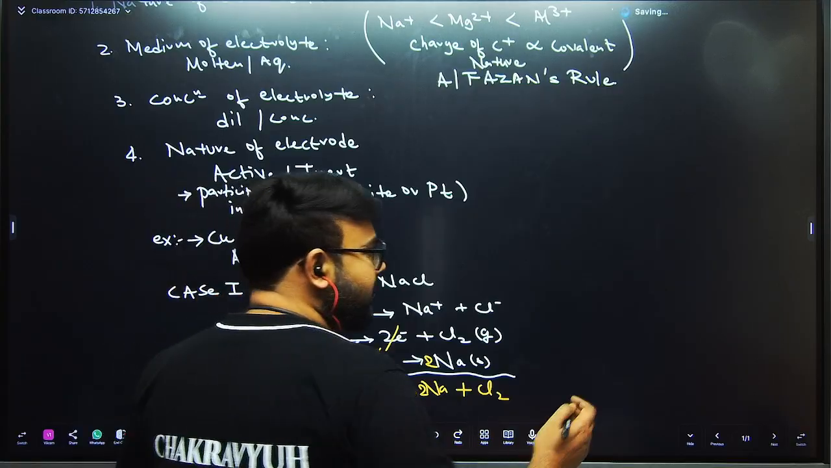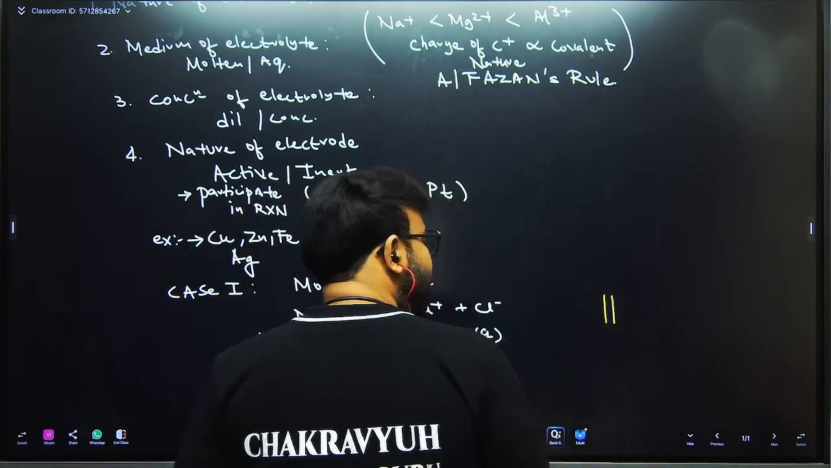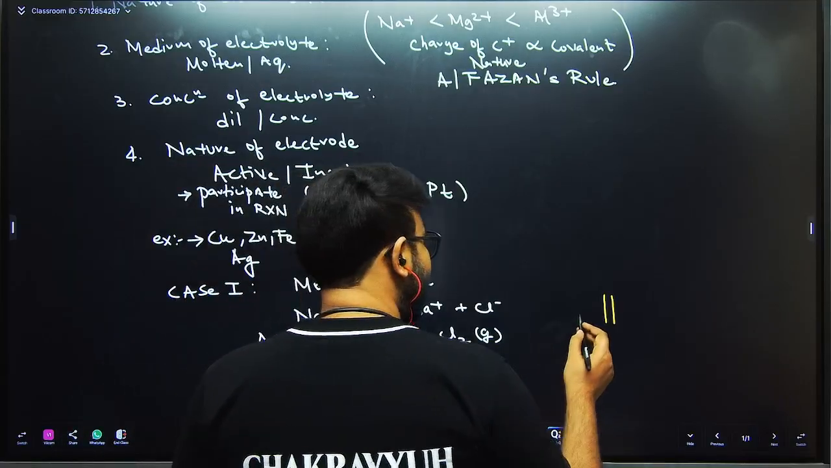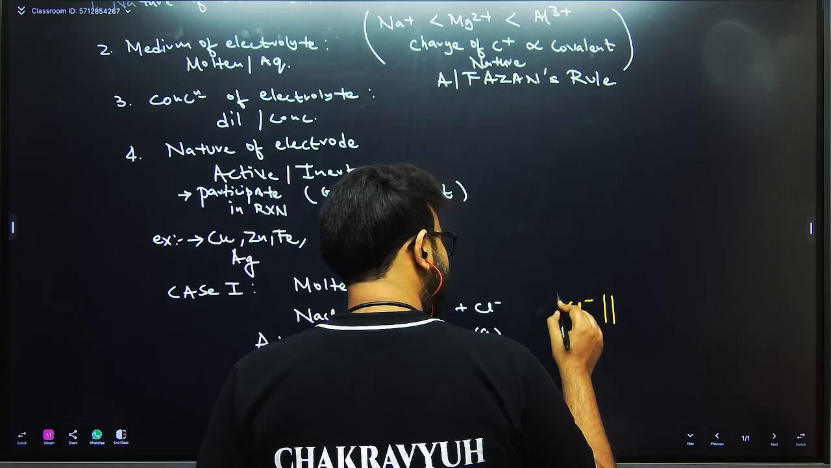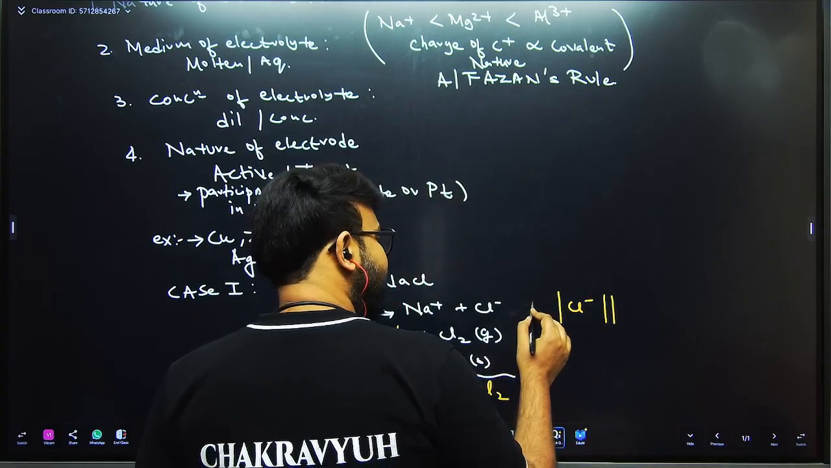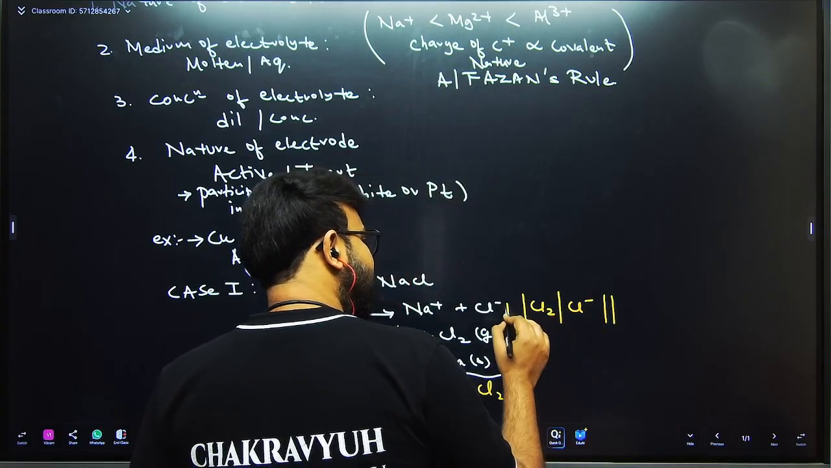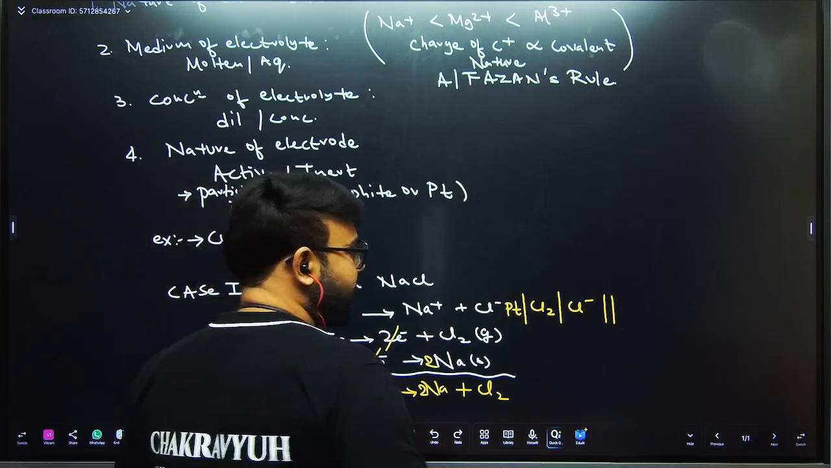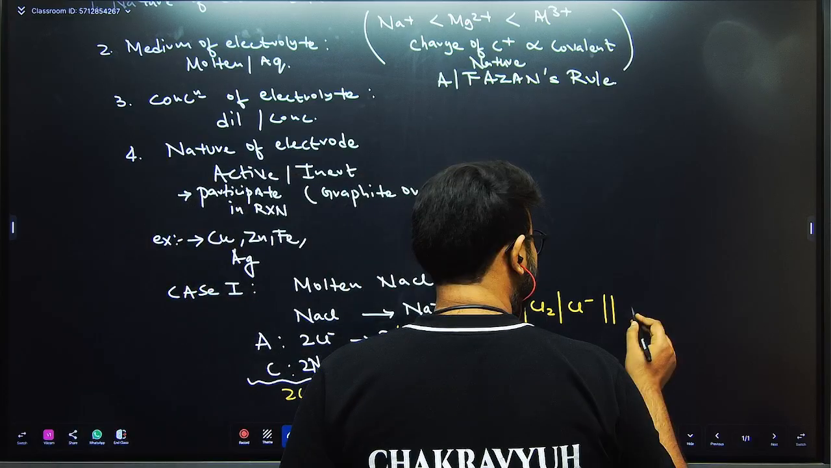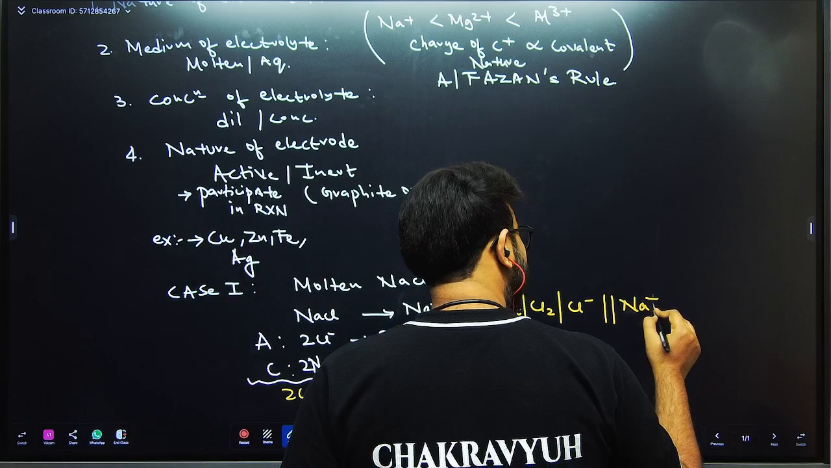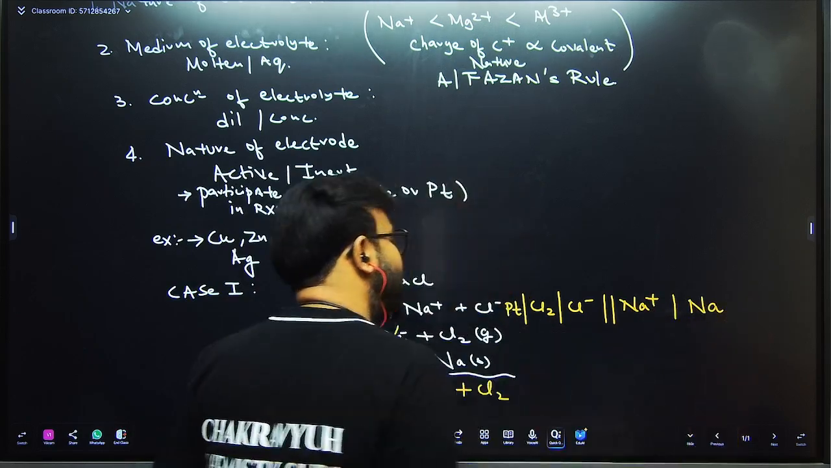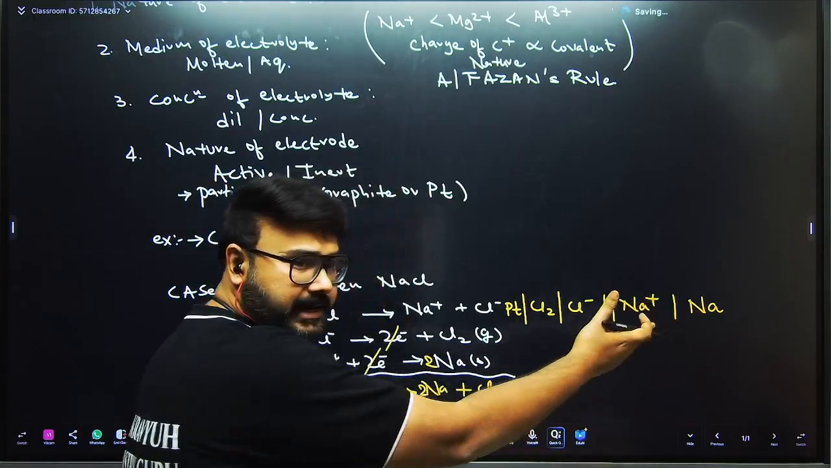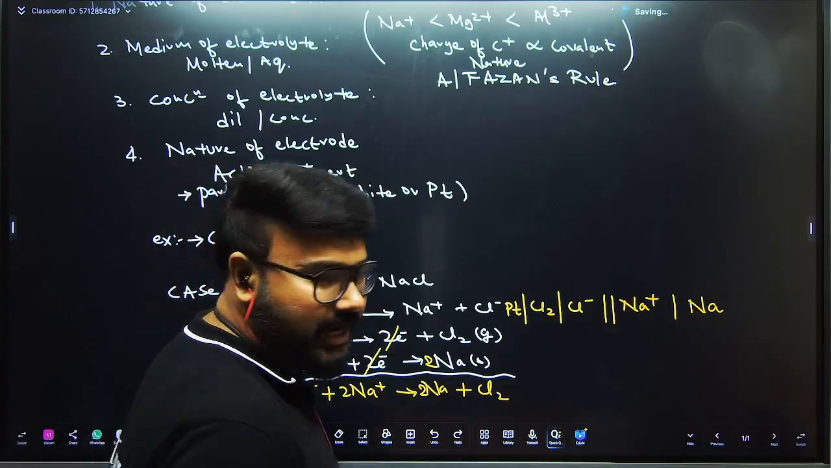First, salt bridge. Then on the left, what do I write? Anode, very good. So it will be Cl minus and then Cl2 and then platinum. Very good. And after that, on the right side, cathode. So what do I write for cathode? Na plus. Very good. And after that, Na. Why will platinum come for Na? Na is solid, right?